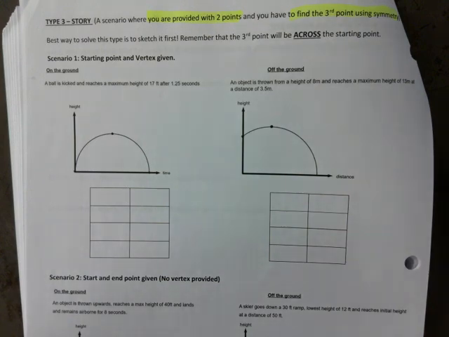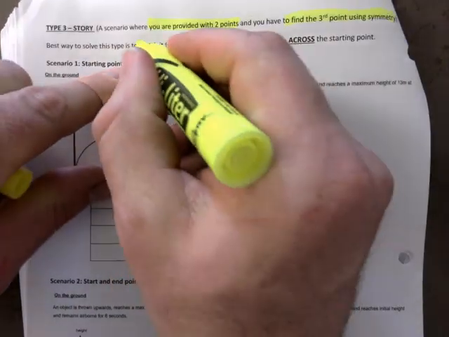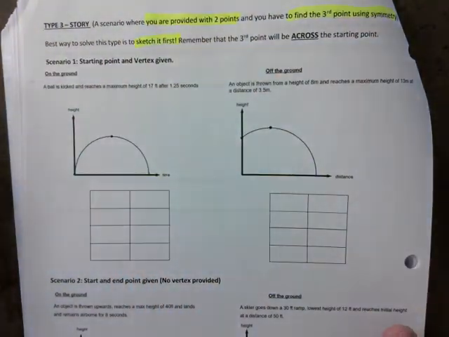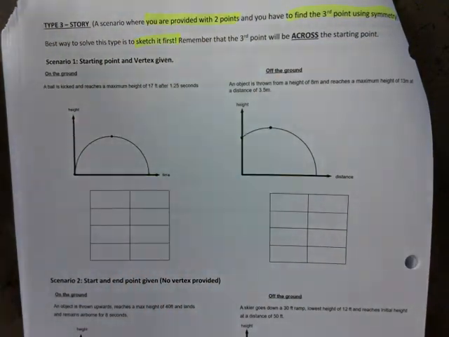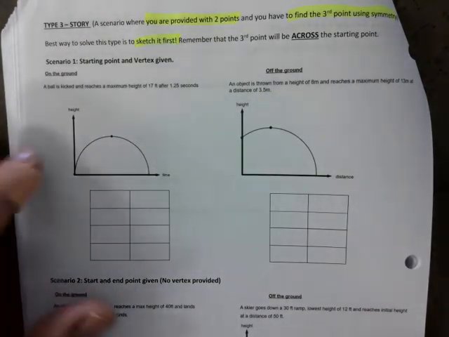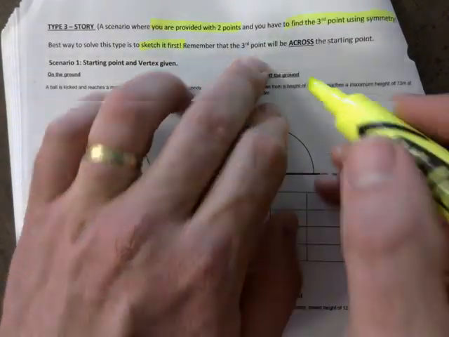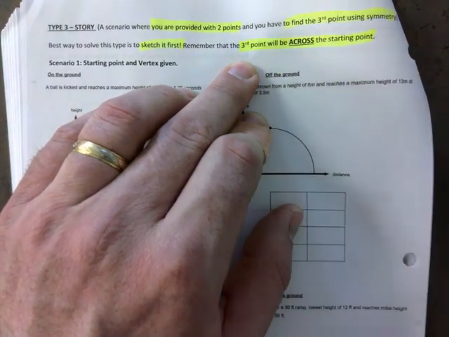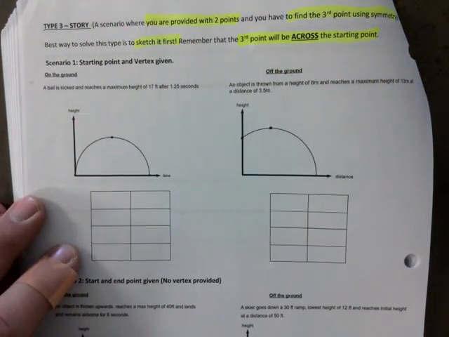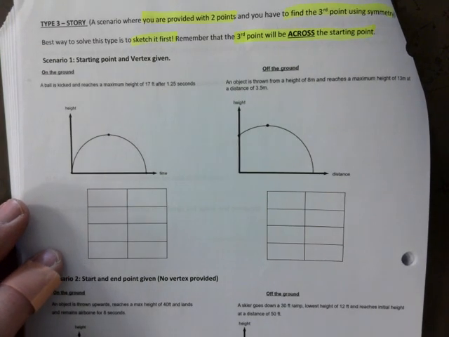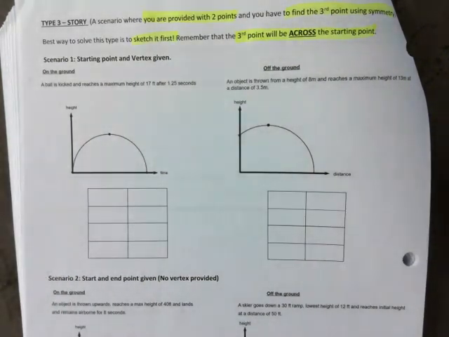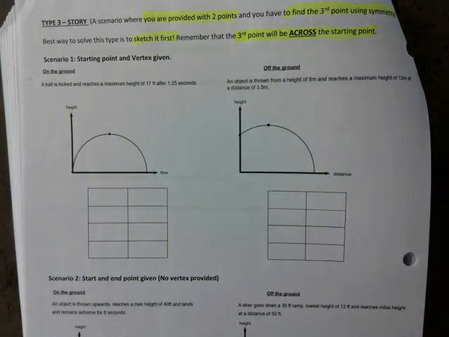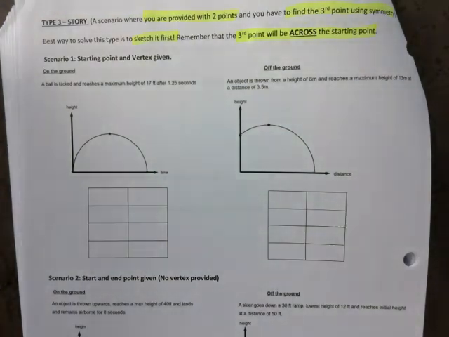The best way to solve this type is to sketch it first. Sketch it first. I'm not going to take off marks if it doesn't have all the labels, but just sketch it. Remember, there's usually a third point across the starting point. Okay? Remember that. And so let's go through some scenarios that you will encounter.